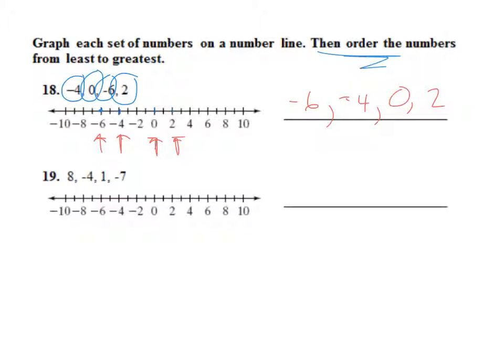Okay, number 19. First, let's put them on the number line. Negatives are on the left-hand side of 0. So I label -7, -4, 1, 8. Now to write them from left to right, I have the farthest to the left is -7, comma. Then -4, comma. Then 1, comma. Then 8.